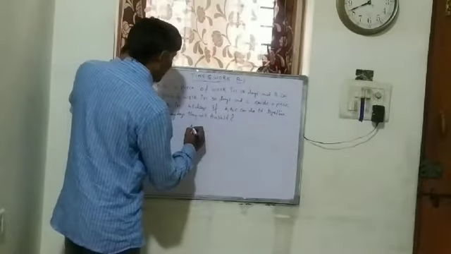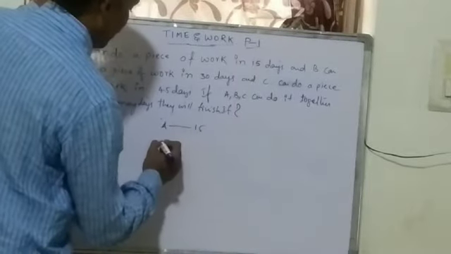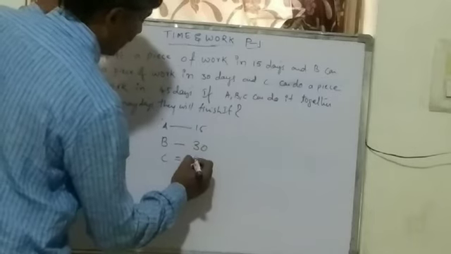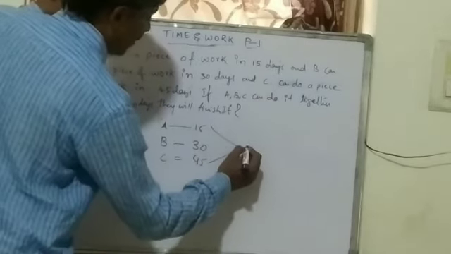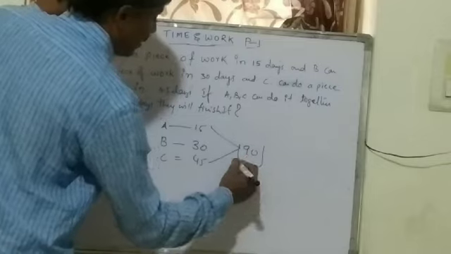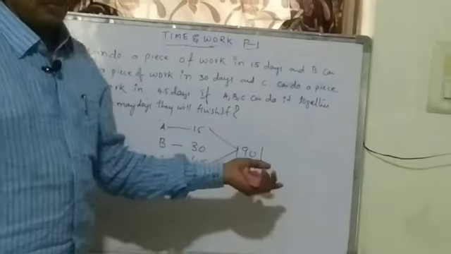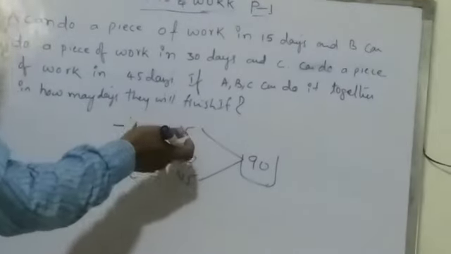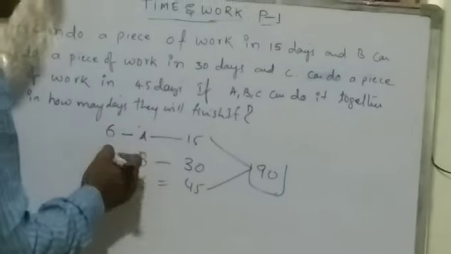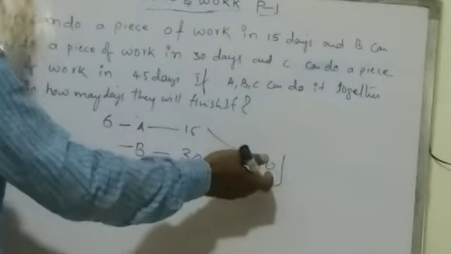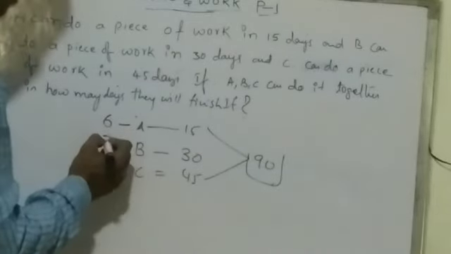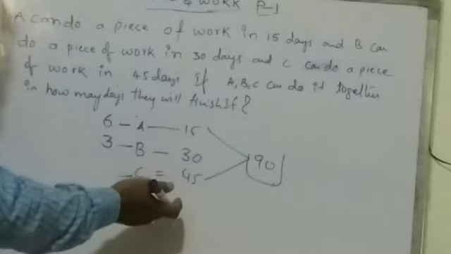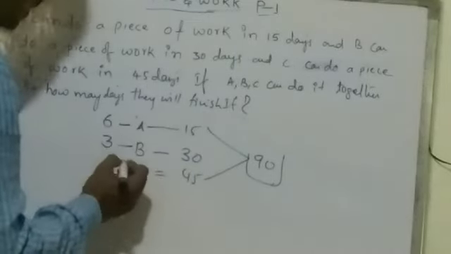See, A is doing it in 15 days, B in 30 days, C in 45 days. So their LCM will be 90. The 90 is representing the number of work units. So A does 90 units in 15 days; per day he will do 6 units. Similarly, B does 90 units of work in 30 days; per day he will do 3 units. Similarly, C does 90 units of work in 45 days; per day C will do 2 units.